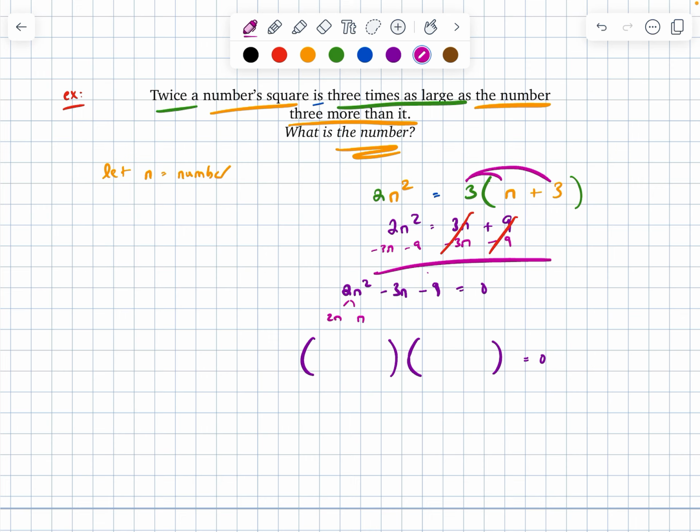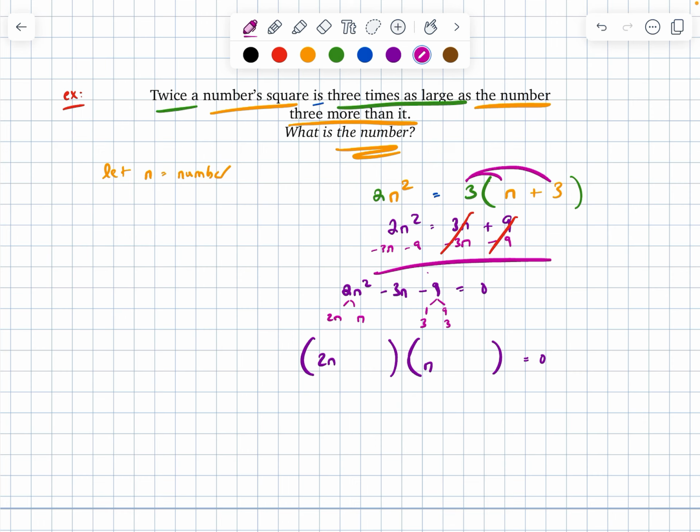At the front, 2n squared has got to be 2n times n. Notice because the leading coefficient is 2, I cannot rely on the fact that they will add to the negative 3. I need to do a little trial and error. So at the back, let me list some options for the 9. It could be 1 times 9. It could be 3 times 3. I know that I want a negative 3.